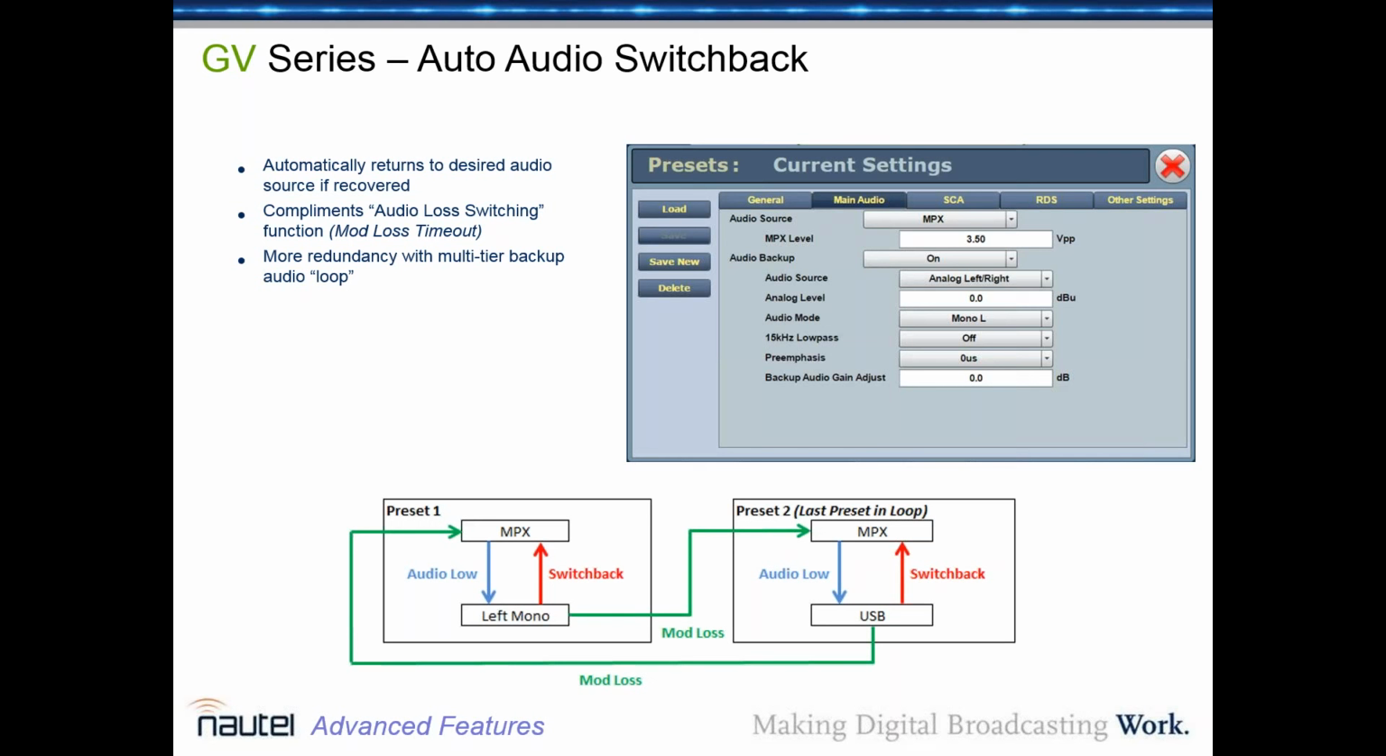We've got 2 presets, both with composite as the main audio source. If the composite fails, it'll drop to the left mono in this case. And if there's nothing there, it will switch to preset 2, where if composite's still not there, it'll drop down to USB audio backup. And if the composite comes back, it'll auto switch back to the composite, which in this case will be in preset 2 rather than preset 1 because we've done a failover.